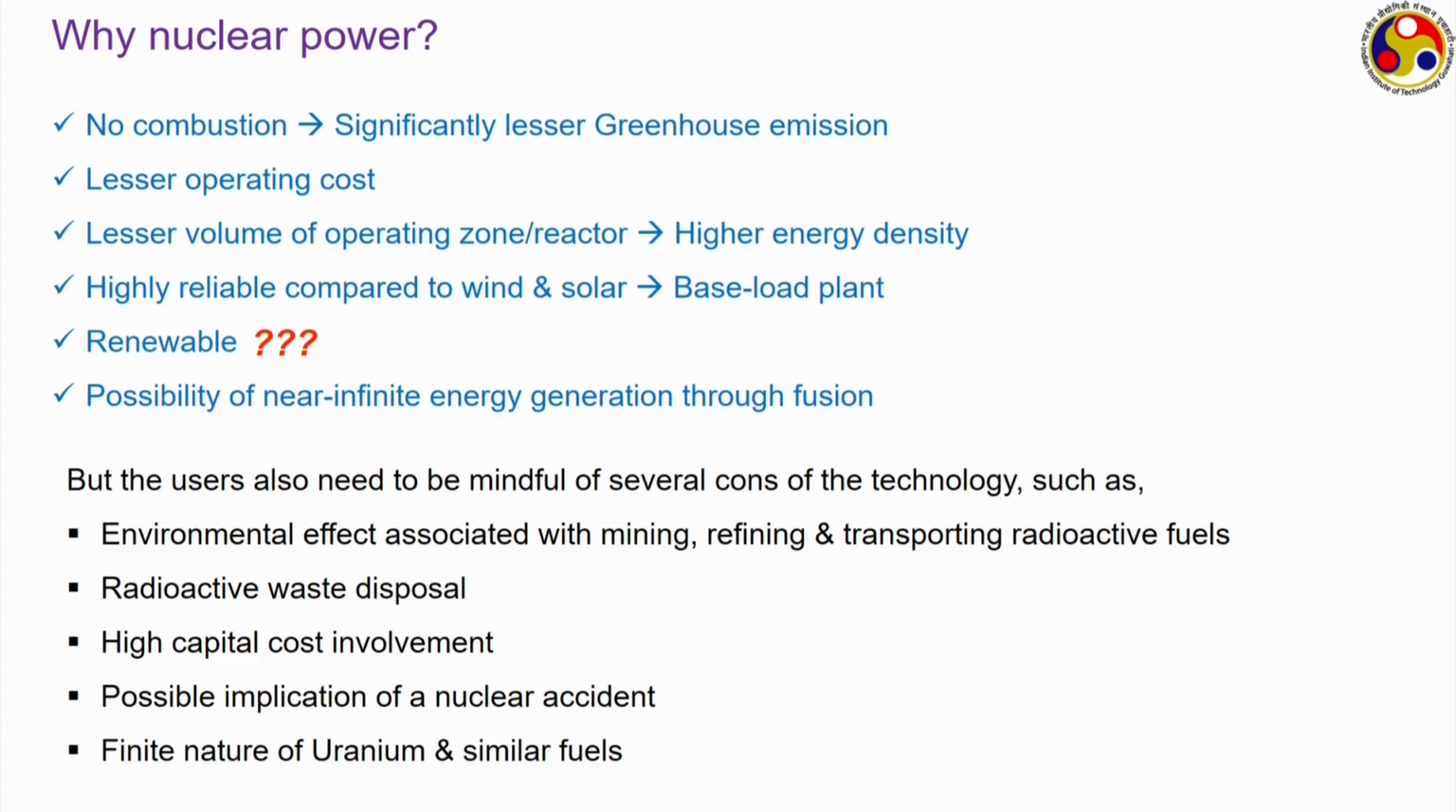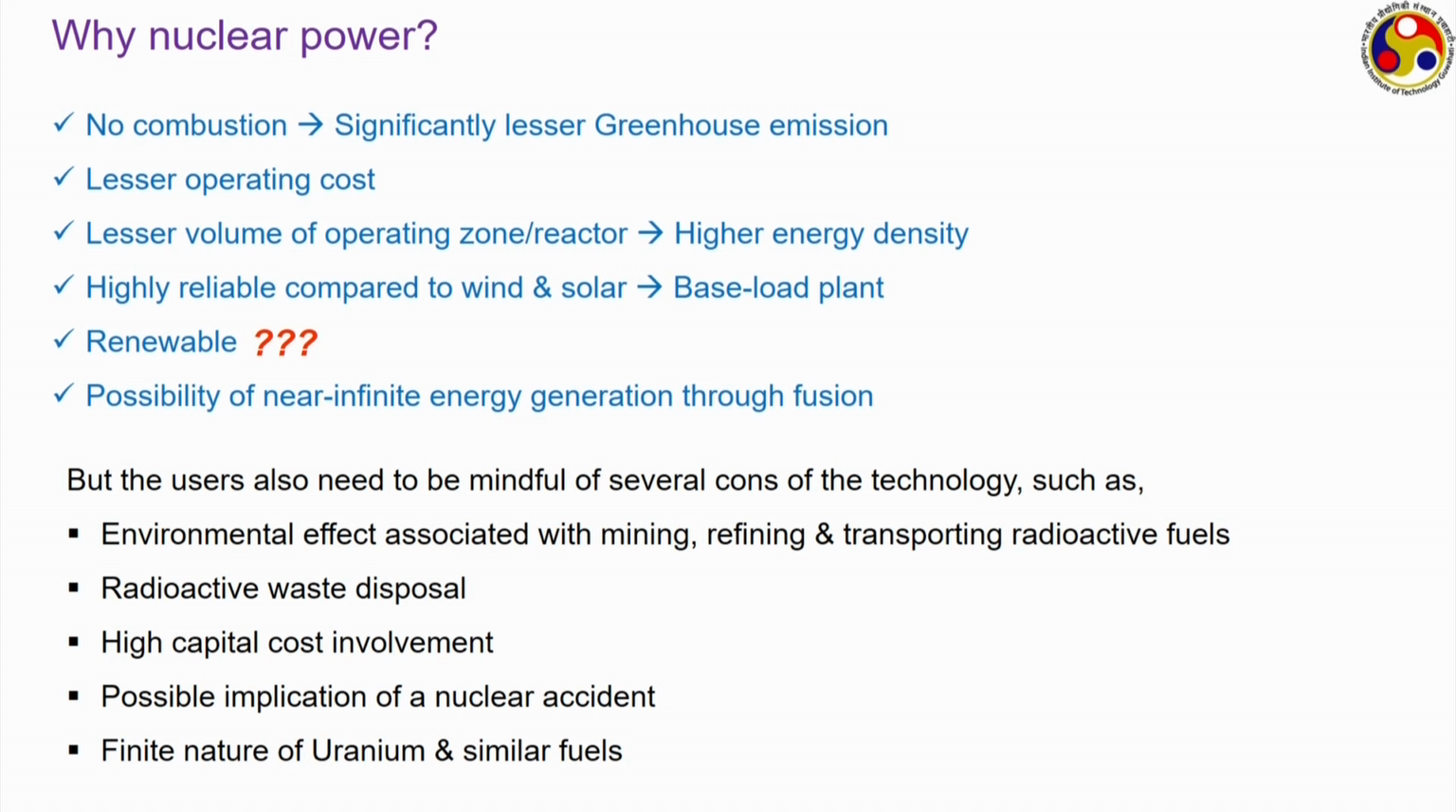The high capital cost involvement: a nuclear power plant requires several layers of protection to protect us from the containment and other kinds of radiation related issues. Generally, the capital cost involvement is much higher than for fossil fuel based plants.